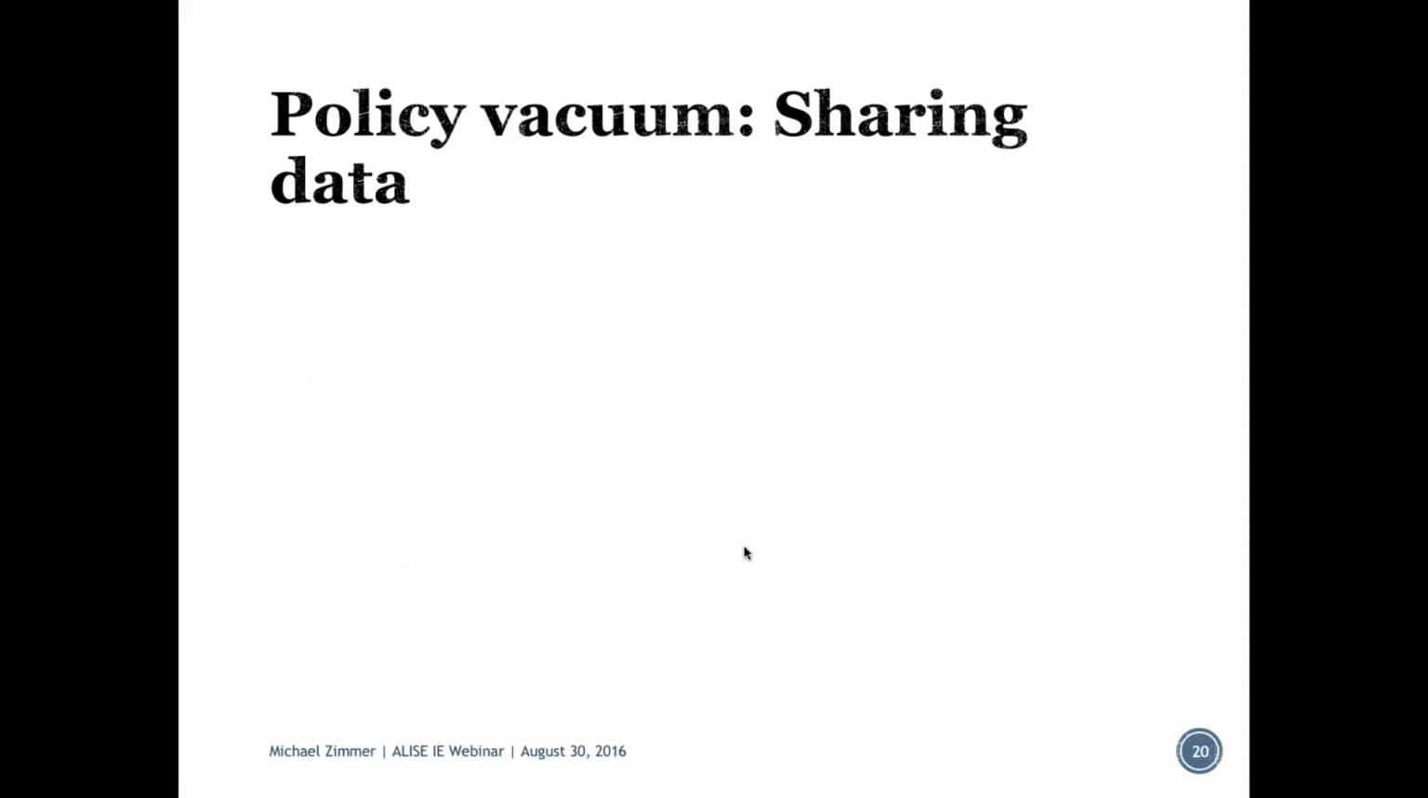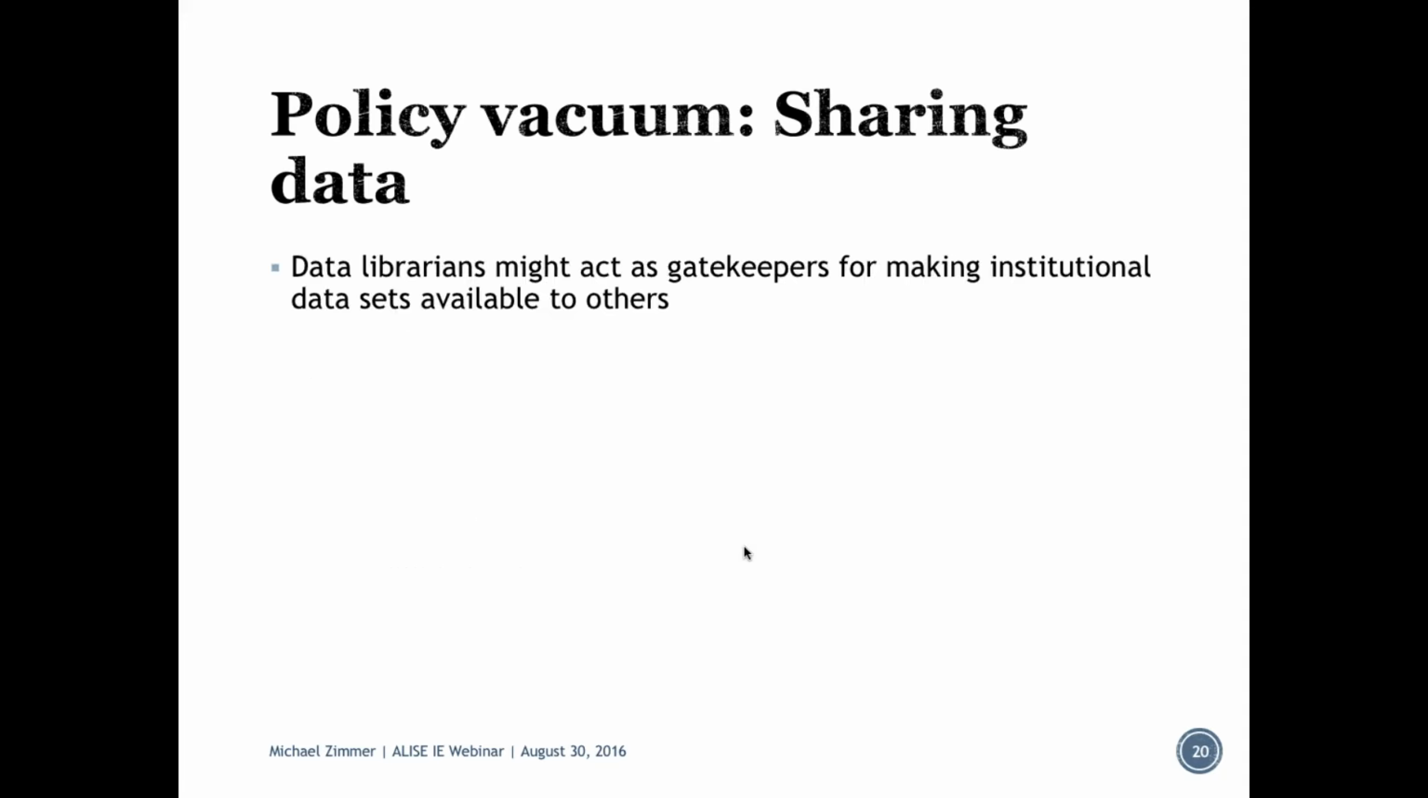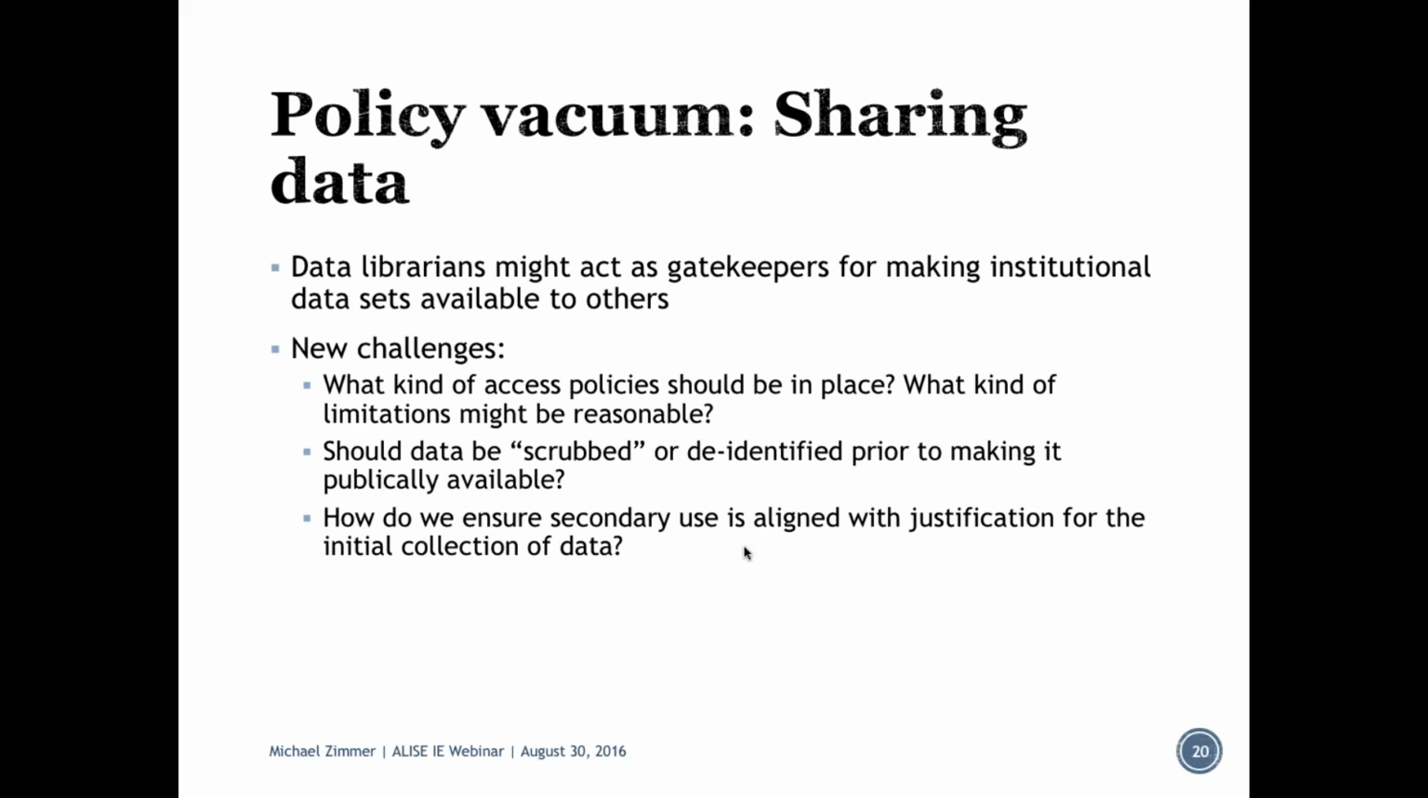And the last one is, how do we share data? How do I make my data available? And we have new challenges and new policy vacuums here as well. What kind of access restrictions should be in place? What's a reasonable limitation? Does someone have to be doing authorized research, or can anyone access the data? Should you only make data available in a de-identified form?